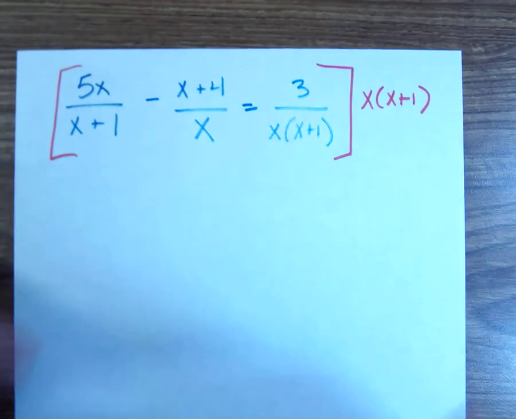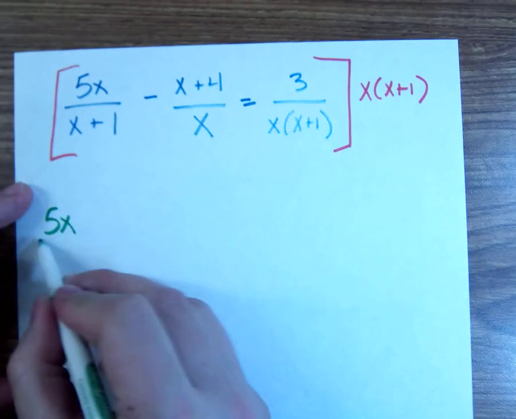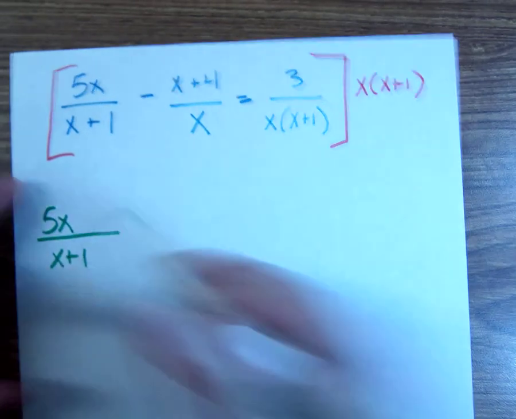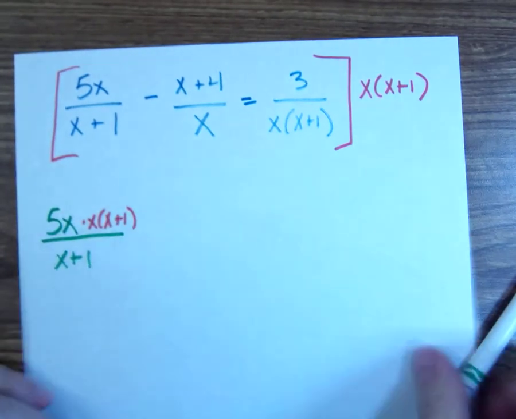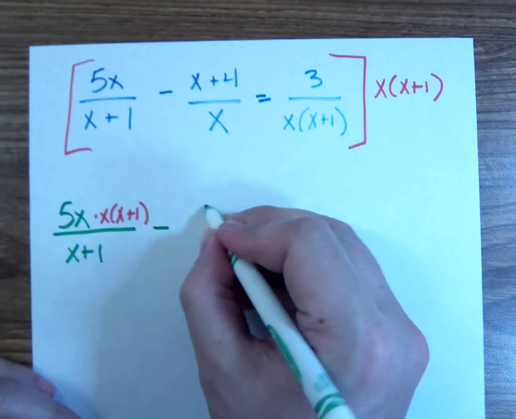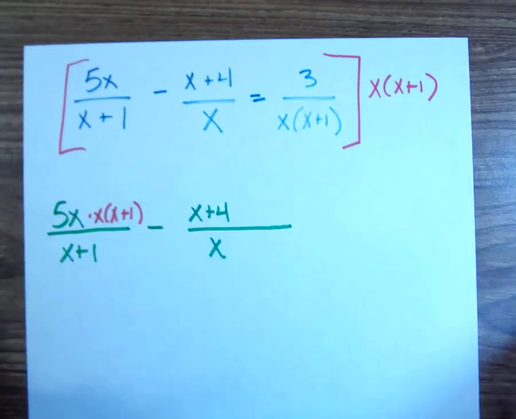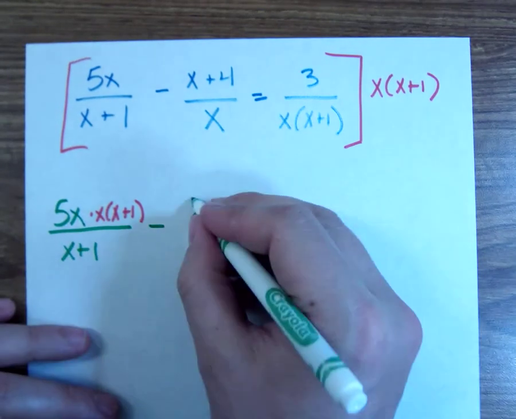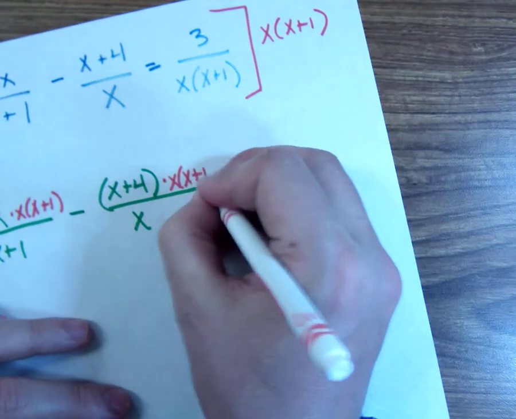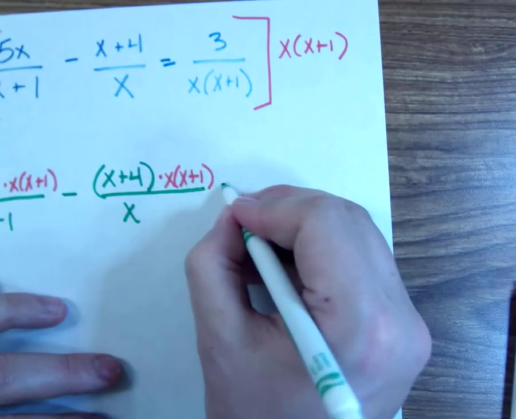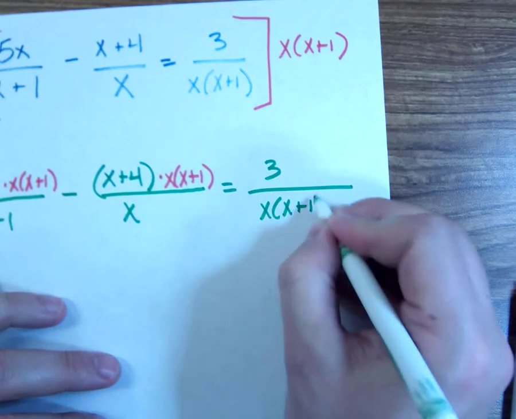Okay, so this first one, 5x over x plus 1, will be 5x over x plus 1, but now times x plus 1. Minus the next one will be x plus 4 over x, but it is now times x over x plus 1. And it equals 3 over x plus 1.